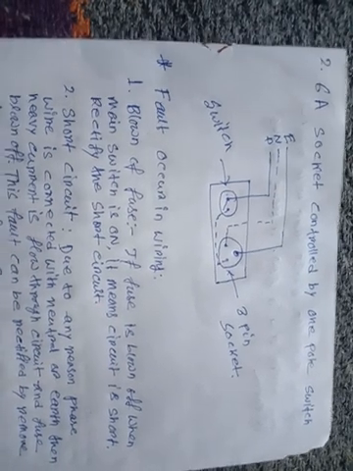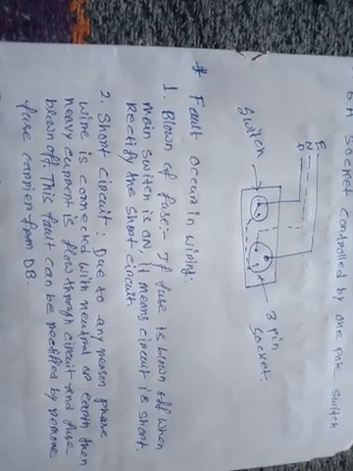Next, faults that occur in wiring. Different types of faults occur in the wiring. The number 1 fault is a blown fuse. If the fuse is blown when the main switch is on, the fuse metal or fuse will blow. That means the circuit is shorted. Rectify the short circuit.